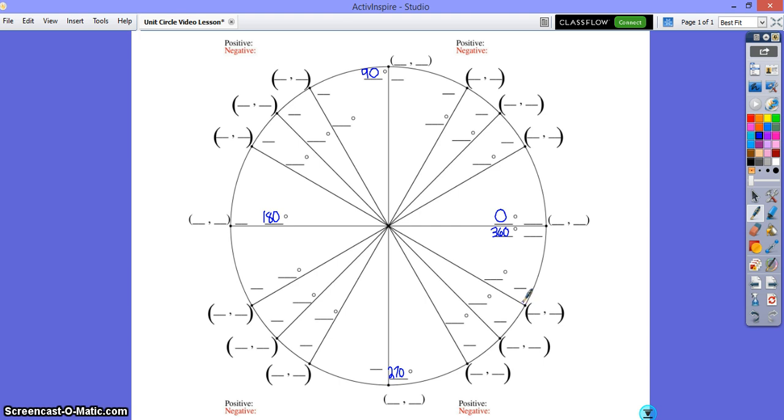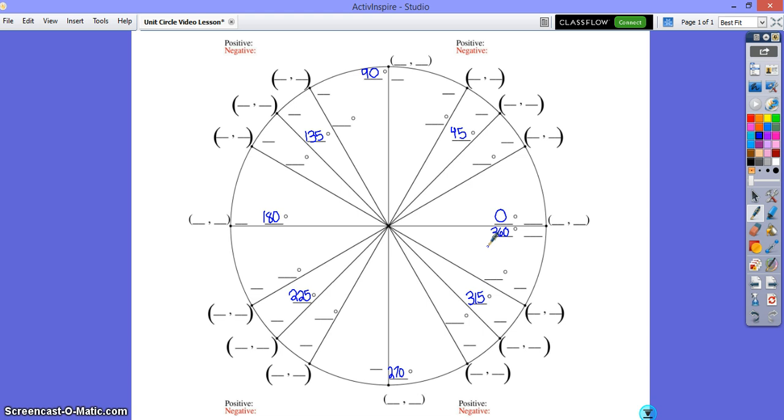Then I like to do half of that. I like to do the 45 degree angles. So half of 90, that's this angle right here that's in the middle, halfway between 0 and 90, is 45 degrees. Then 45 plus 45 is 90. We already have that angle listed. 90 degrees plus 45 more degrees is 135 degrees. Plus 45 more is 180. We already have 180. 180 plus 45 is 225. 225 plus 45 is 270. 270 plus 45 is 315, and then 315 plus 45 takes us back to 360 degrees.